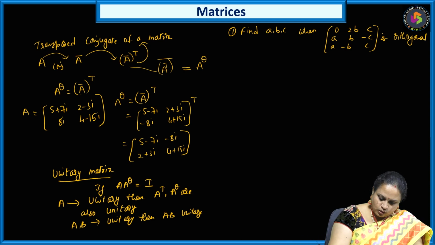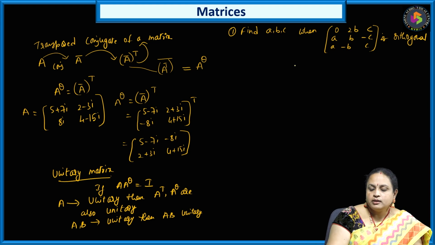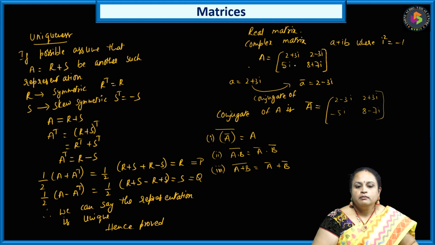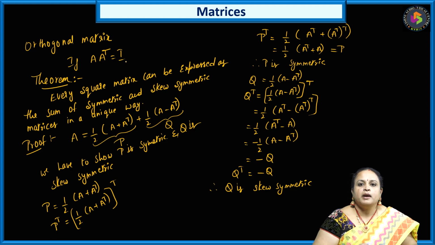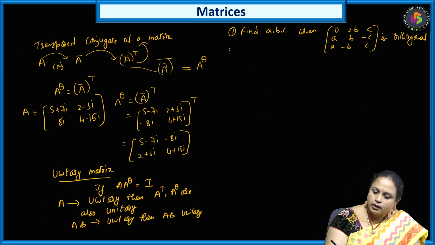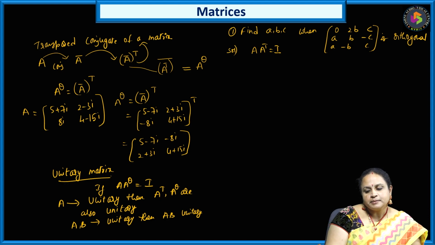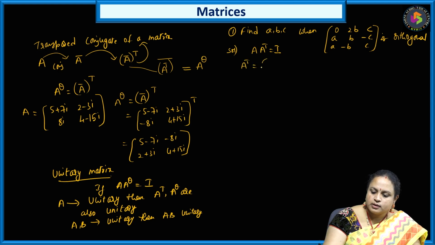So, already we have seen today what an orthogonal matrix is. See, if A into A transpose equals I, then we call such a matrix an orthogonal matrix. So, here we can say A into A transpose equals I, because it is said that this matrix is an orthogonal matrix.